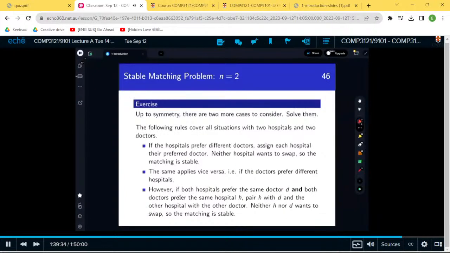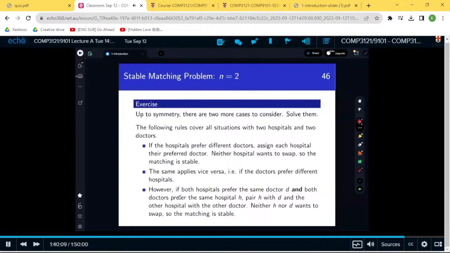Okay, so if we just have two hospitals and two doctors, can we design an algorithm for this simple situation? Yes, so this is an algorithm. If the hospitals prefer different doctors, assign each hospital to their preferred doctor. And now nobody wants to swap, so the matching is stable. Also, if the doctors prefer different hospitals, give each doctor the hospital they prefer, and the situation is stable.